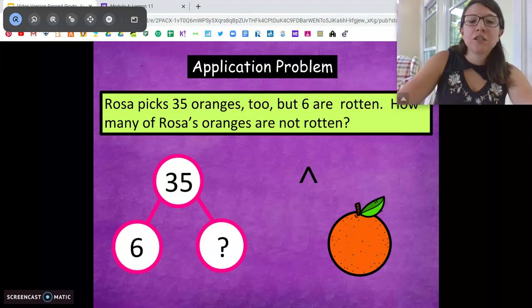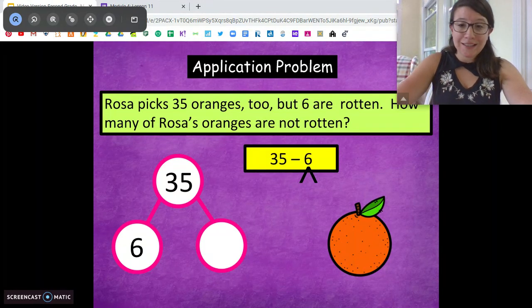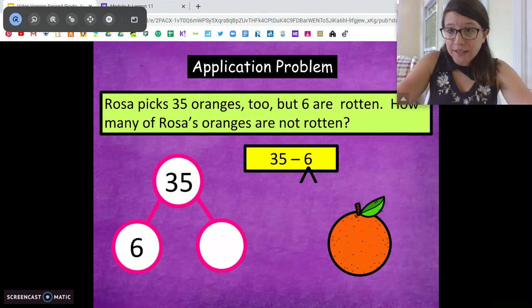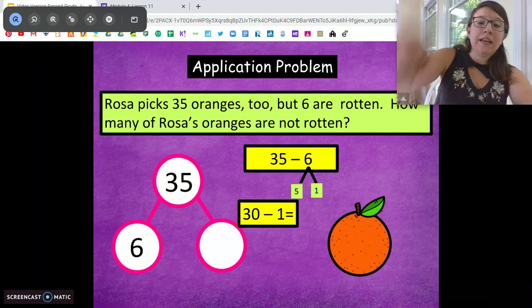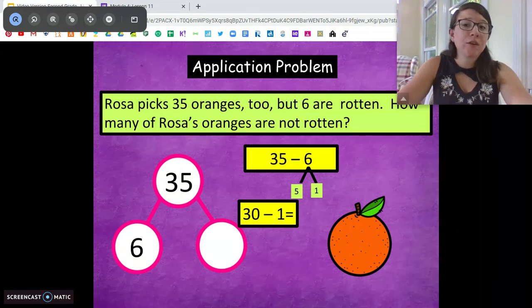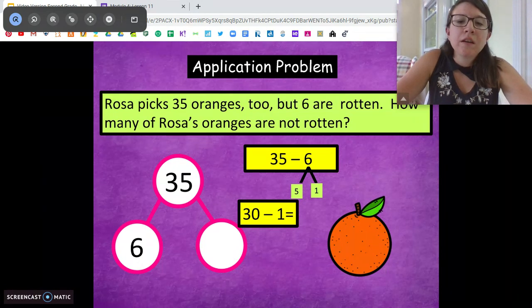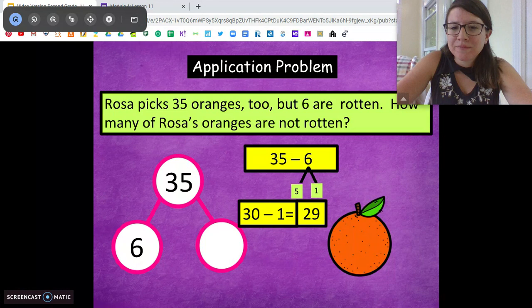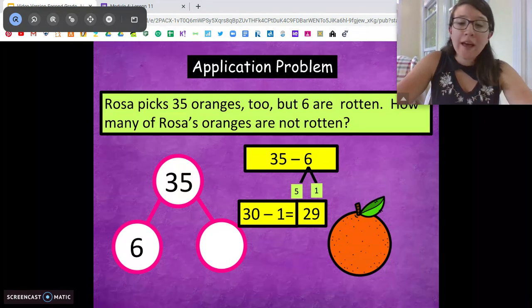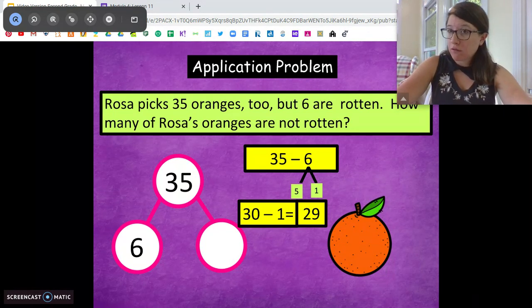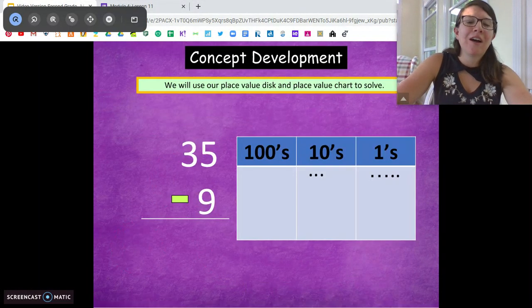Okay, so your number sentence should be 35 minus 6. We can break apart the 6 to get 5 and 1. That way, we can take 35 minus 5, make it easier for our brains. That's 30. We know that from the last problem. And then we just have to subtract that extra 1. Gets us to 29. So how many of Rosa's oranges are not rotten? 29. Very good.